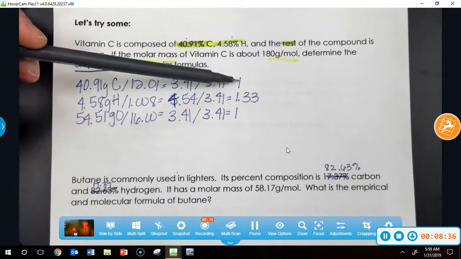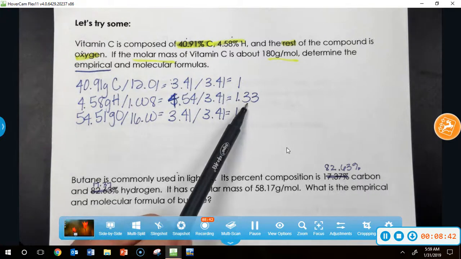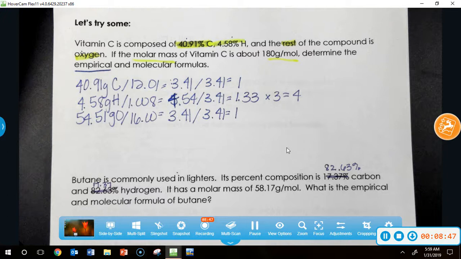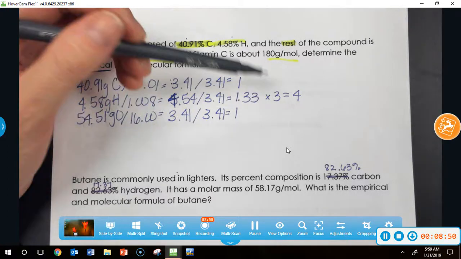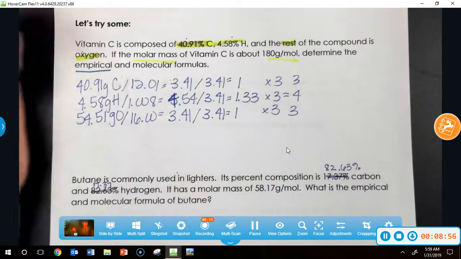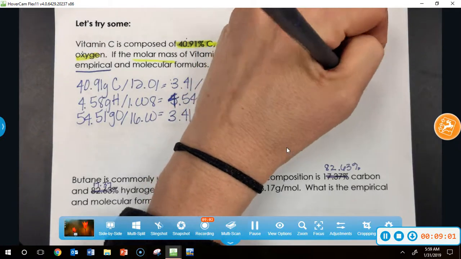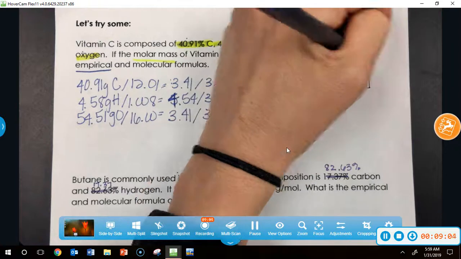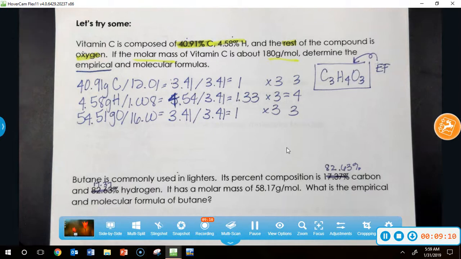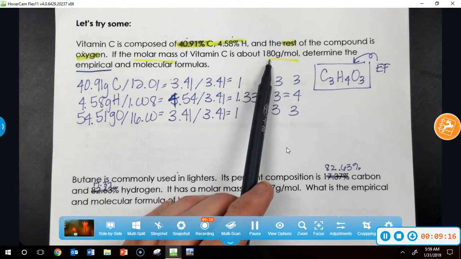But you can't have CH1.33O. So we need these to be whole numbers. This one that ends in 0.33, if we were to multiply that by 3, that would give us a whole number. And remember, whatever you do to one, you have to do to everybody. Gotta be fair. So these are my subscripts for my empirical formula. So my empirical formula is C3H4O3. Empirical formula.